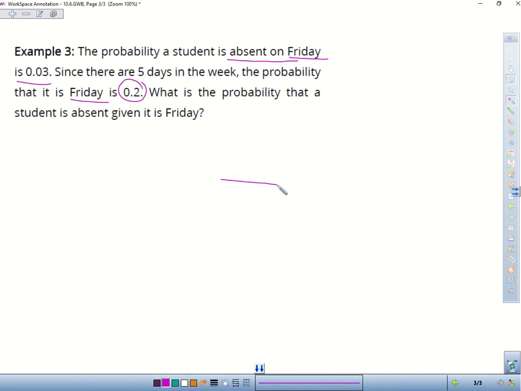So that's where the 0.2 comes from. So what you would do here is the chance of being absent on Friday out of the chance that it's Friday to begin with. Okay? So that's going to give you 0.15, or 15%. Okay.